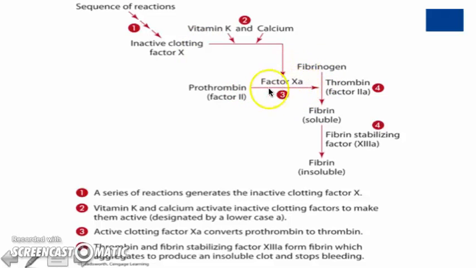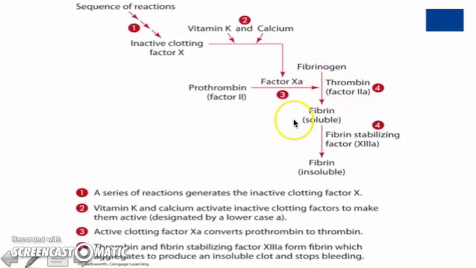With the activation of factor X, we are able to see the conversion of prothrombin to thrombin. And we see that prothrombin is also called factor 2. When activated by the activated factor X, we see conversion to thrombin, which is the active factor 2. So once we have thrombin, the active factor 2, from there we can have the conversion of fibrinogen to fibrin.